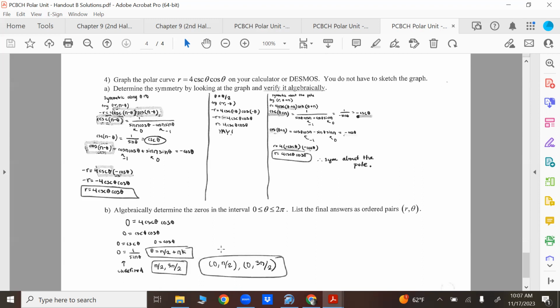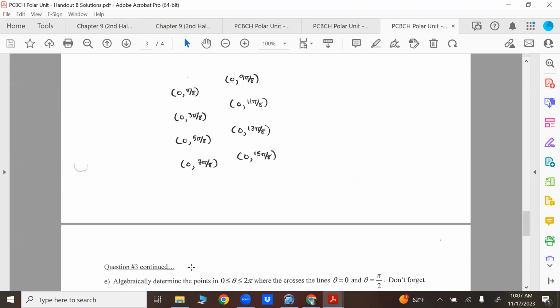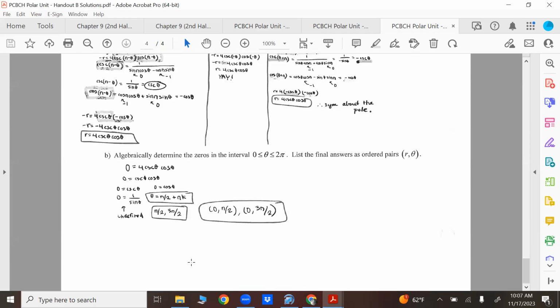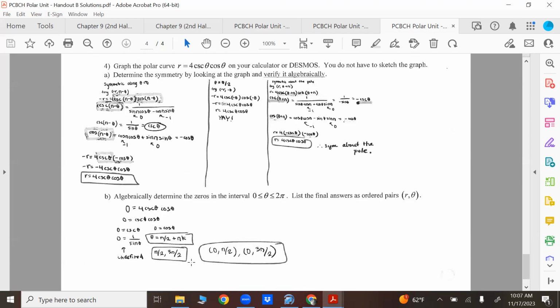You graph it, you should be able to see what the symmetry is and then test it out, depending on what kind of symmetry you're seeing there. And then just plug in 0 for r, solve for theta. Shouldn't be that hard. So, anyway. So you want to test all 3 symmetries? What you do is graph first. And if you see it has all 3 of those symmetries, then just verify. If you only see one, just do the one that you need to.